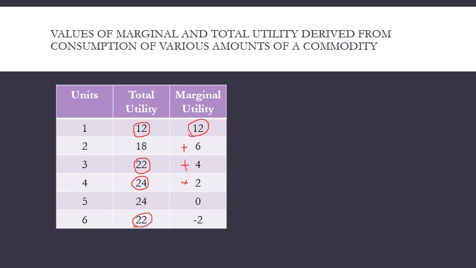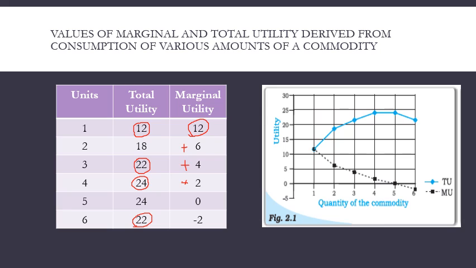So this is the theory found by Alfred Marshall. We can see the graphical representation of this theory. As you can see here, as the quantity or units of the commodity increase, the total utility increases up to a certain limit and then it diminishes. See here, the blue line shows the total utility. The total utility increases up to a certain stage and then it diminishes.